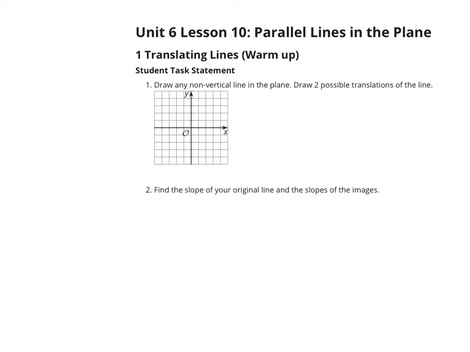All right, geometry, Unit 6, Lesson 10. Yes, we're still in geometry, not algebra. Parallel lines in the plane. So let's practice some things.